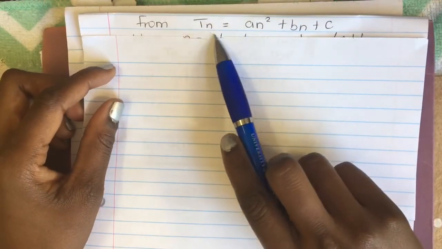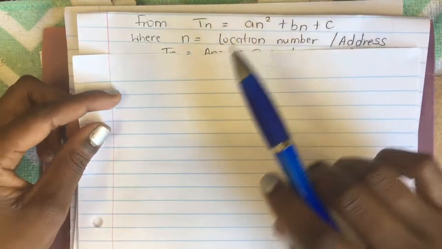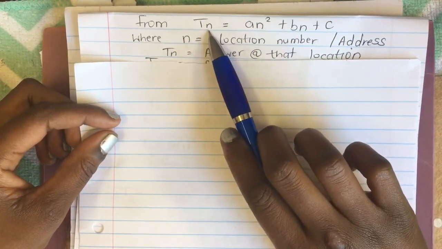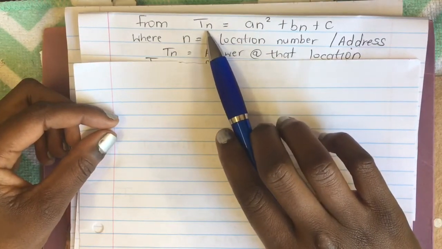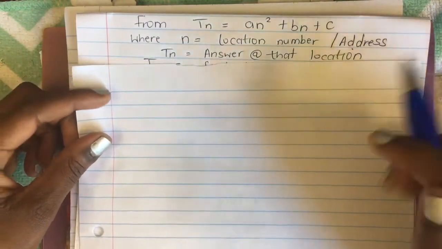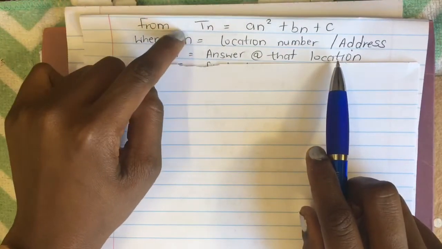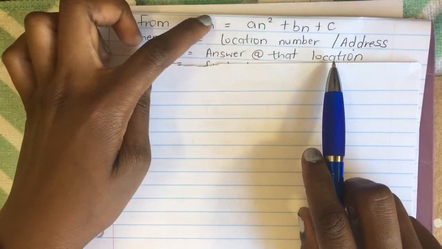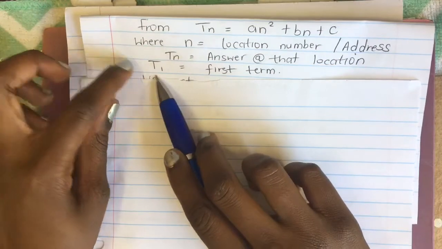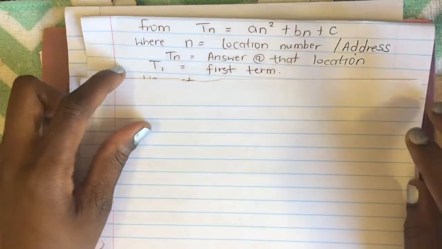Now, taking our general formula, which is Tn is equal to an squared plus bn plus c, where n is the location number or the address. For location number 1, n will be 1, for location number 2, n will be 2, and so on until you get to the nth term. And then Tn is the answer at any given location n. So T1 is the answer at location 1. So T1 here is the first term. Remember, location number 1, first answer, so it becomes the first term.